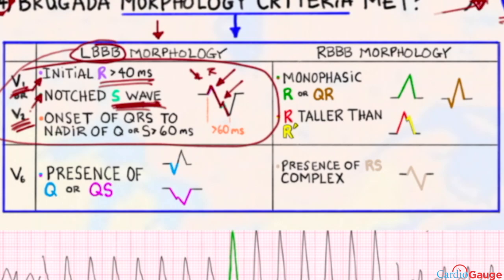And then the last one of these criteria is if the onset of the QRS to the nadir of the Q or S is greater than 60 milliseconds. If this were a QS, it would look like this.